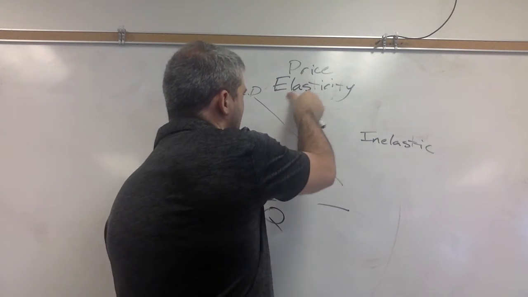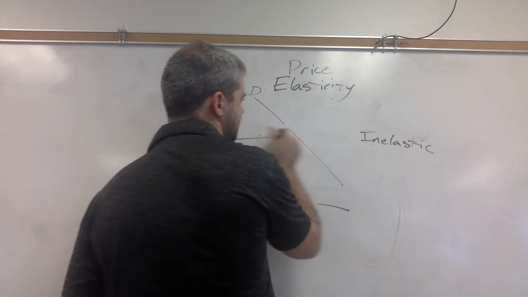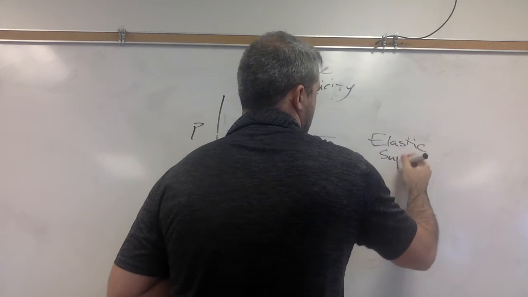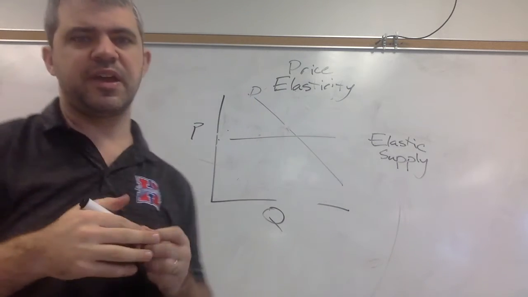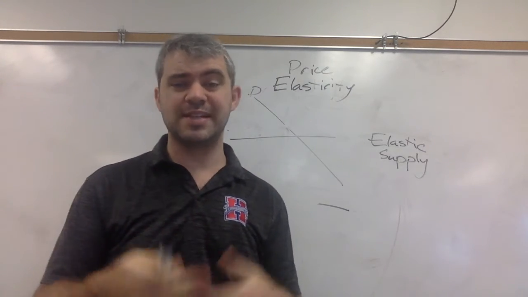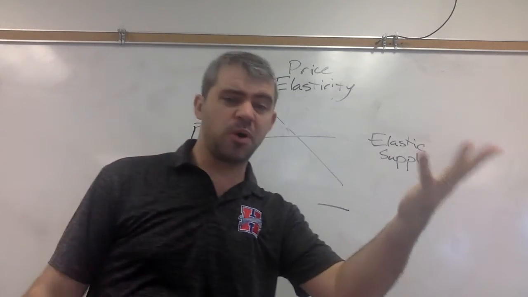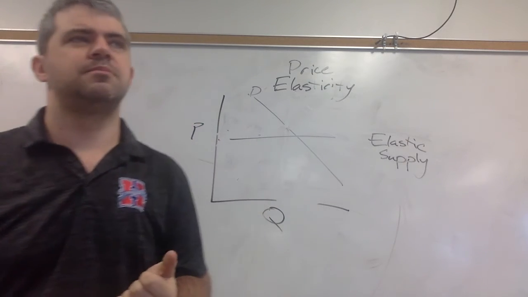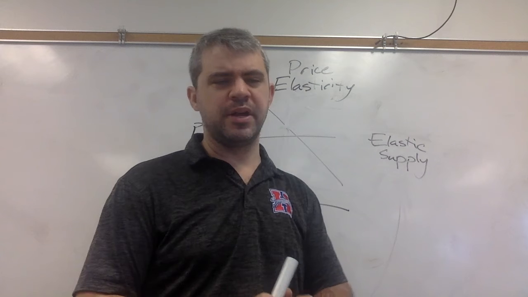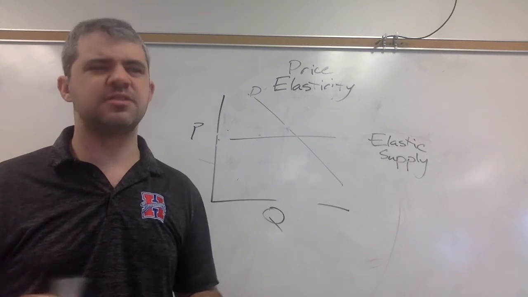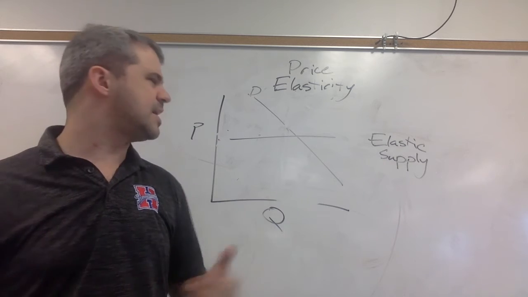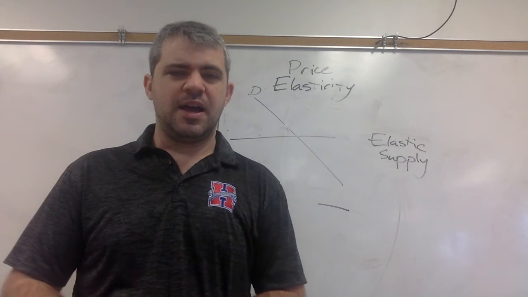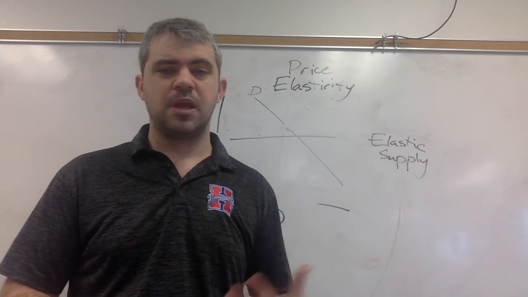Elastic supply tends to be things where it's mass produced, but they're not at capacity. So they can make more, they can make less, depending on what they're getting paid for it. So stuff like toys and, a lot of times, anything that you're manufacturing not at capacity, that's where you're going to see elastic supply.